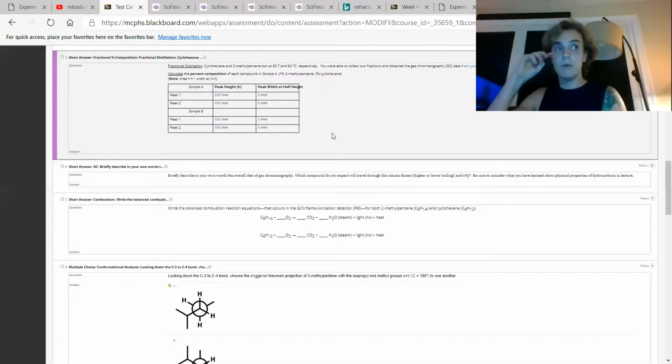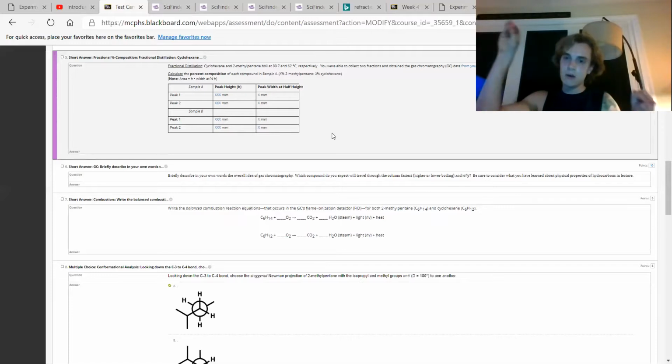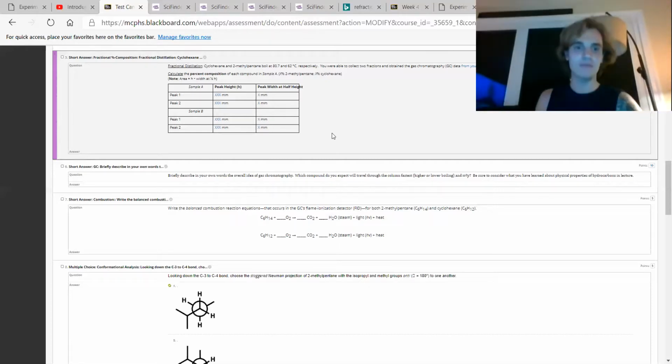So even though their boiling points differ by only less than 18 degrees Celsius, because we heat up the system, we're able to differentiate them further based upon their boiling points. Understand? All righty. Okay, we're making some progress.